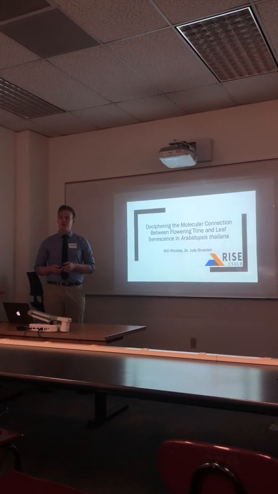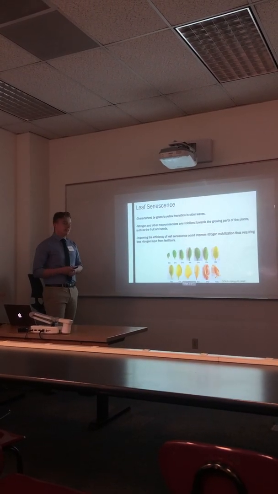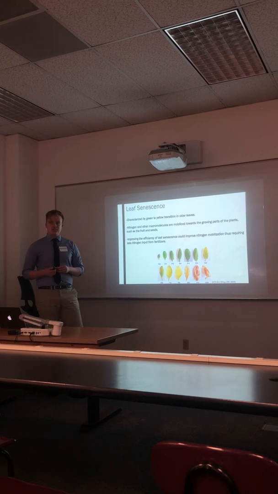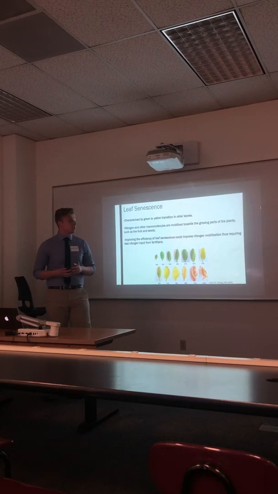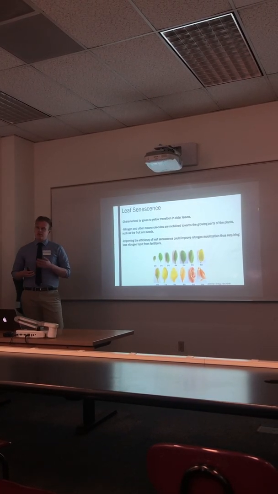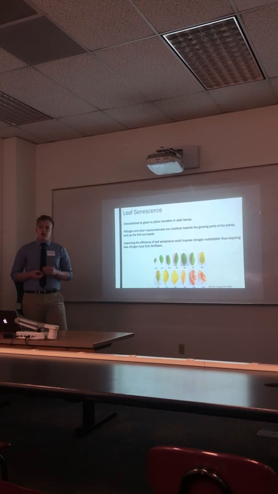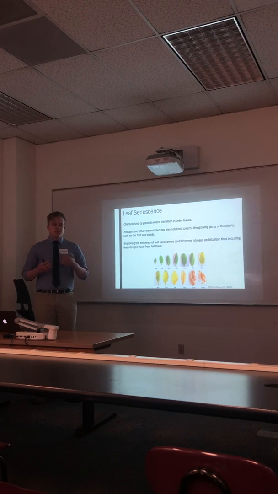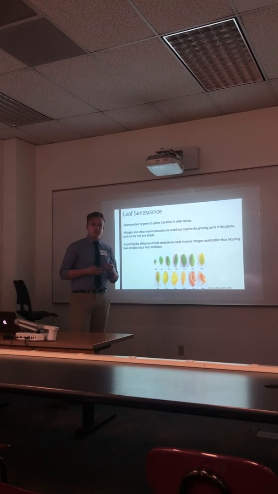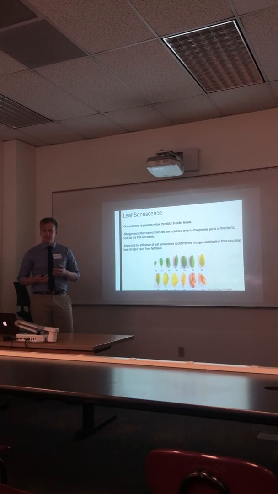Study leaf senescence in Arabidopsis thaliana. Leaf senescence is characterized by the leaves turning from green to yellow as they age. It's what gives fall that characteristic color change. And during this, nitrogen and other macromolecules are broken down and recycled from the dying leaf and then mobilized towards the growing parts of the plant, such as the fruit and seeds.